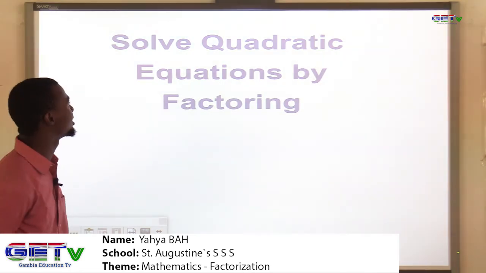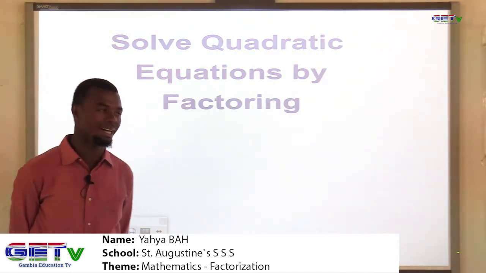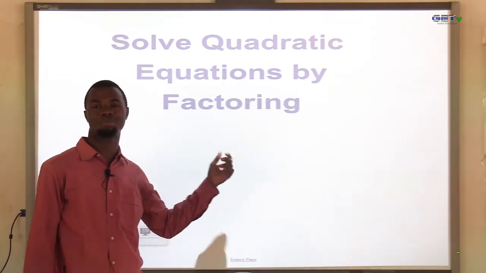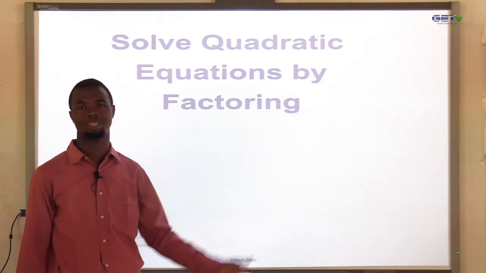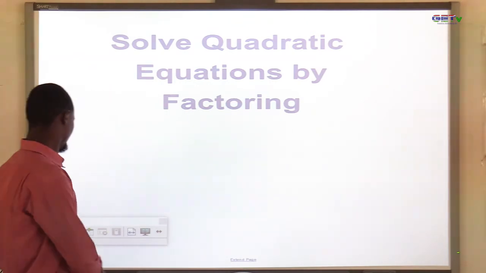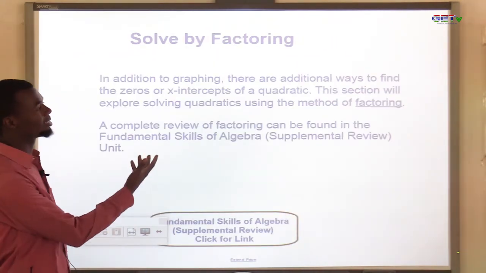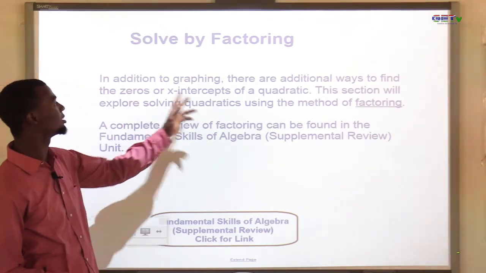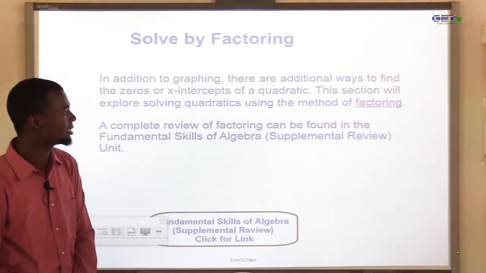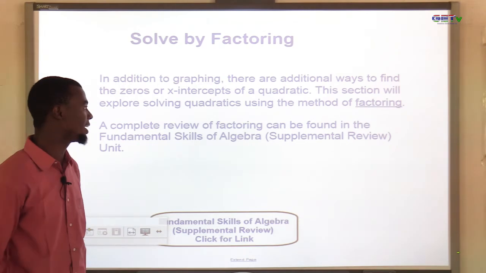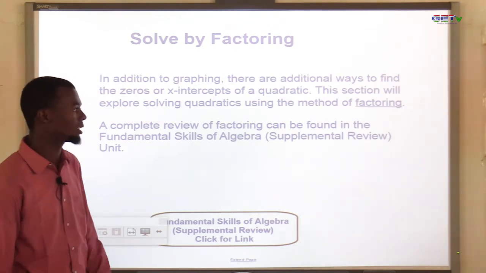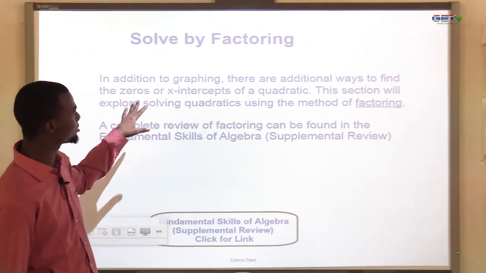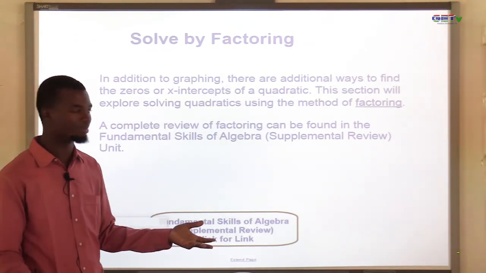Everyone, this one is solving quadratic equations by factoring. Some people will say quadratic equations by factorization. Factorization is all the same. Just a reflection of what happened in the previous lesson. In addition to graphing, there is another way to find the zeros or x-intercepts of a quadratic equation. Zero or x-intercept, to find the zero and x-intercept, they are all the same.